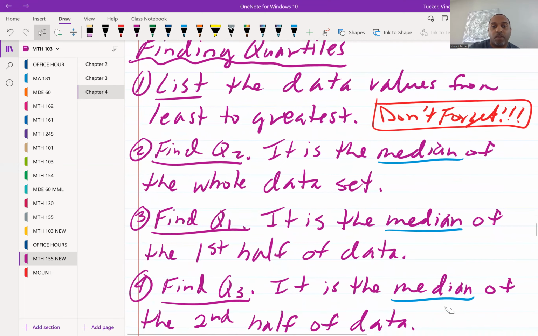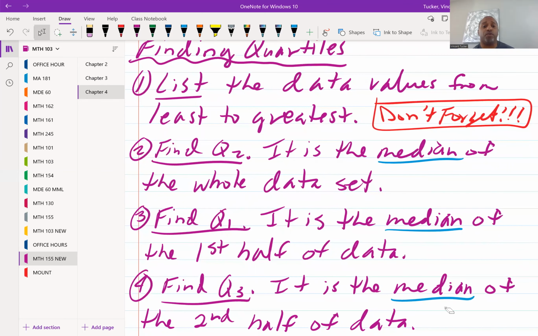And then to find Q1, that's the next step. It's the median of the first half of data. In other words, you take that first half of data and split that in half. Q3 would be the median of the second half of data, so you take that second half of data and split that in half. So you just find the three middle values. Q2 is the middle value of the whole data set. Q1 is the middle value of the first half of data. Q3 is the middle value of the second half of data.